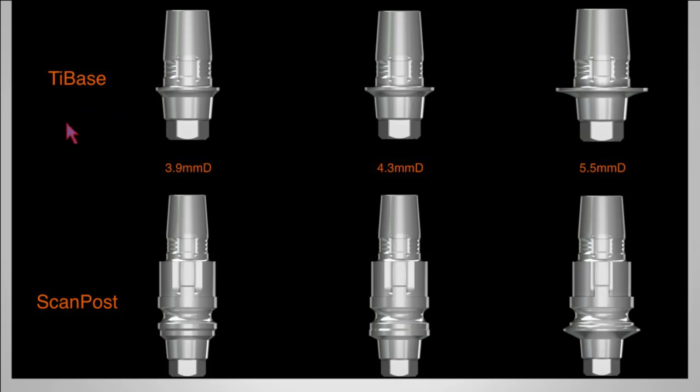So on the top we have tie bases, and on the bottom we have scan posts. Both the tie bases and the scan posts can be scanned intraorally, but the scan post is specifically designed for intraoral scanning. The tie base is specifically designed for model-based scanning, since the clinician can retrieve the tie base much more readily on a model versus intraorally. Ultimately, once you've scanned either the tie base or the scan post, the tie base itself is glued to the CAD/CAM restoration, allowing us to deliver that restoration to the implant.